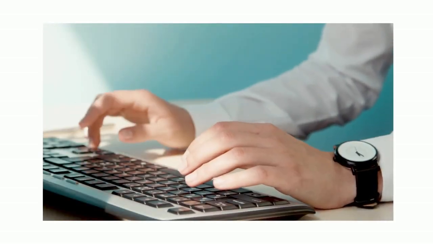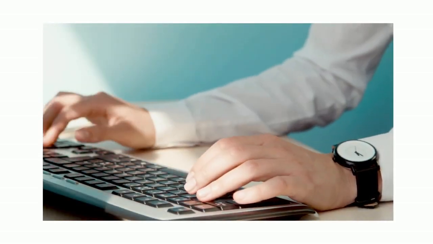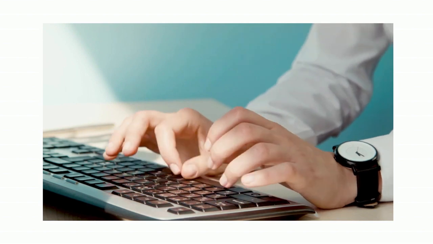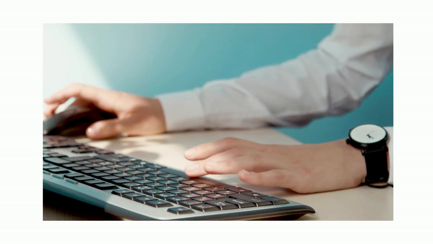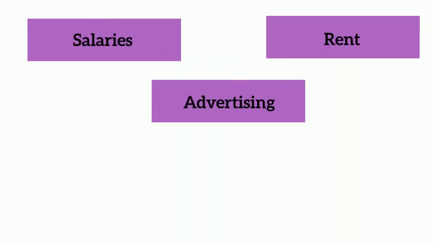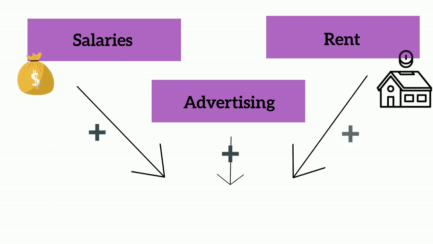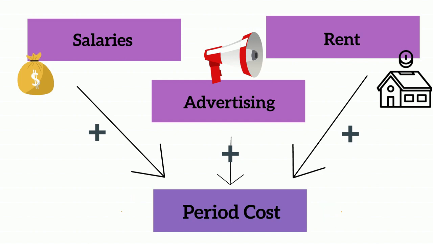Next, let's talk about period costs. Period costs are the costs associated with running a business, but not directly related to producing a product or service. These costs include admin and selling expenses, such as management salaries, office rent, and advertising. Period costs are reported as expenses on the income statement and are deducted from revenue to determine net income.